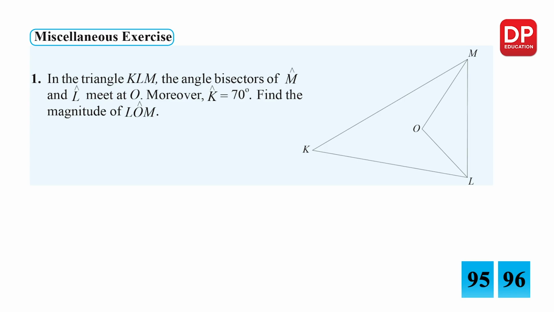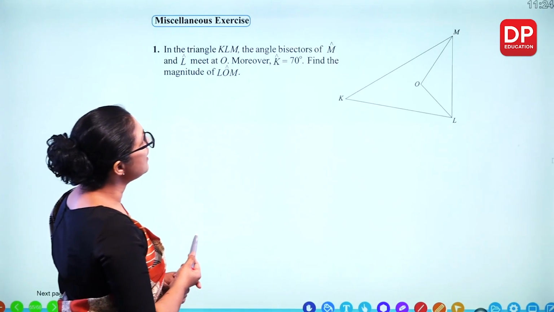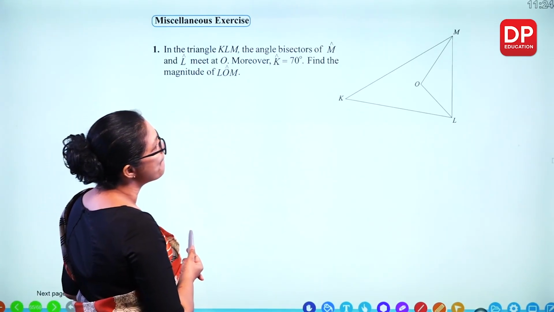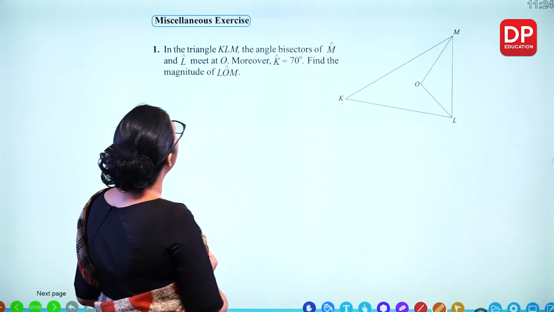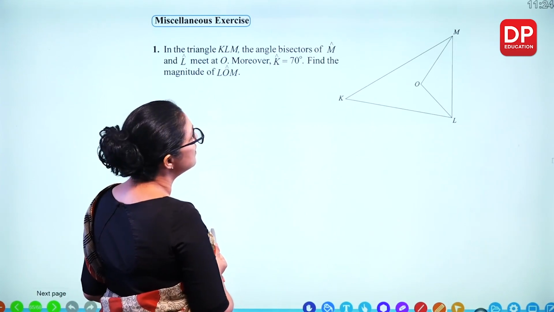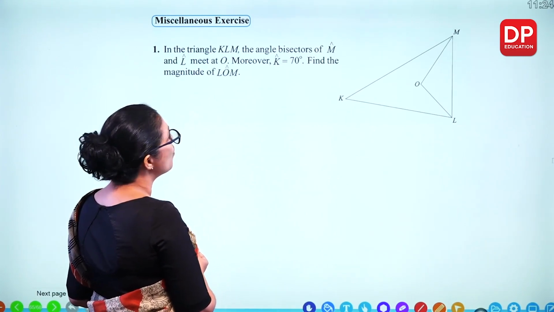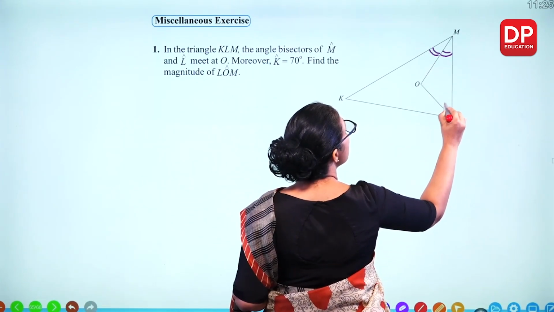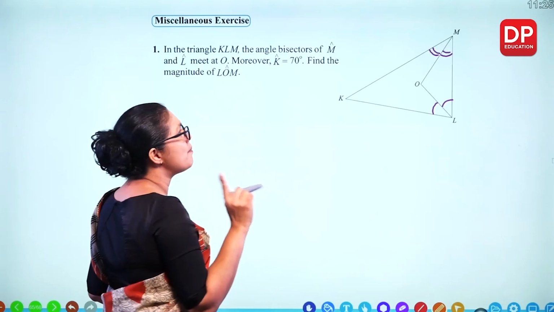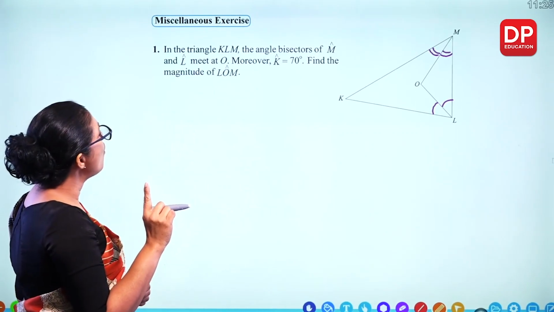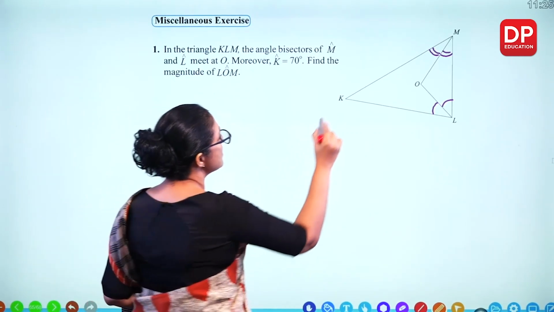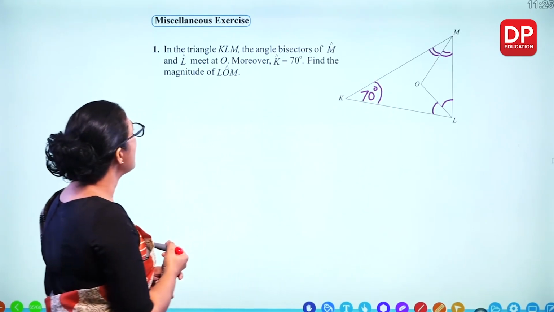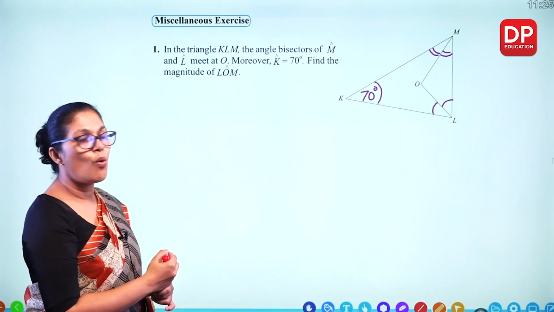Miscellaneous exercise. In the triangle KLM, the angle bisectors of M and L meet at O. This angle is equal to this angle is equal to this, because they are angle bisectors. Moreover, K is 70 degrees. So this is 70. Find the magnitude of LOM.